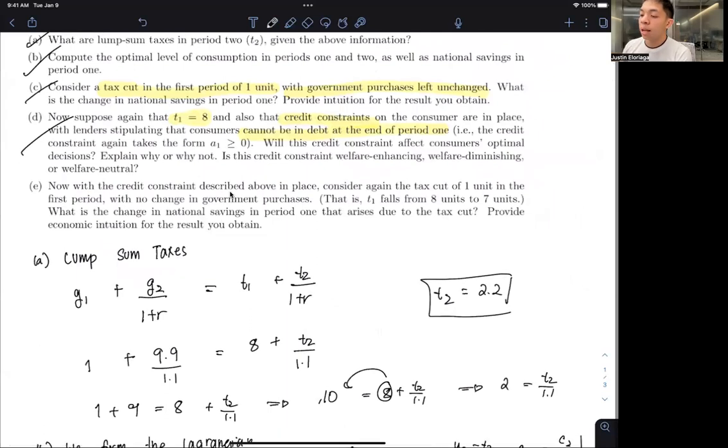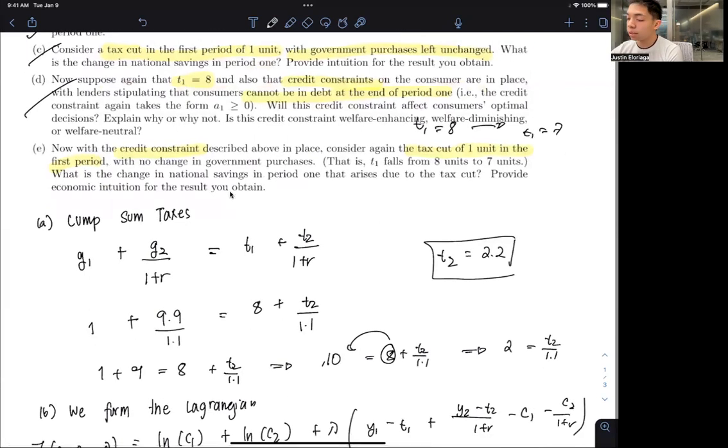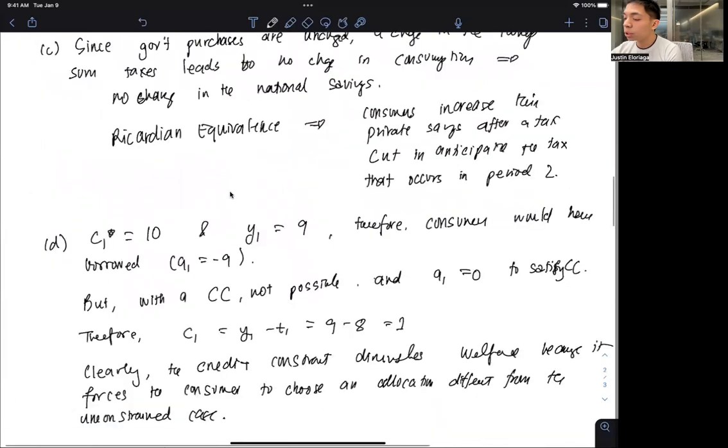Now E. We still apply the credit constraint that we had. The credit constraint is still in place, but we have a tax cut of 1 unit in the first period. So T1 being equal to 8 will now become T1 equal to 7. So the tax is less. But notice this is different from letter C because there's a credit constraint in place now. We're now being asked, what is the change in national savings in period 1 that arises because of the tax cut, and we need to provide some economic intuition.